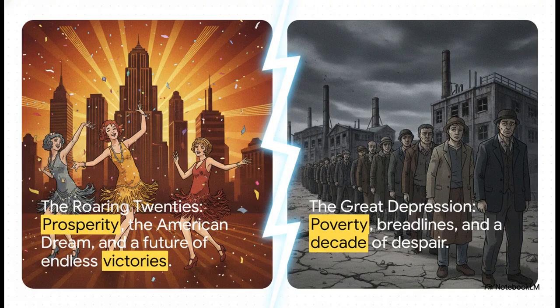I mean, just look at this contrast. It is absolutely staggering. You've got the Roaring '20s on one side, this decade of just wild, unchecked optimism where the American dream felt totally real and within reach for everyone. And then bam, the 1930s. A decade of pure despair, defined by breadlines and dreams that were just completely shattered. So what on earth went so wrong?